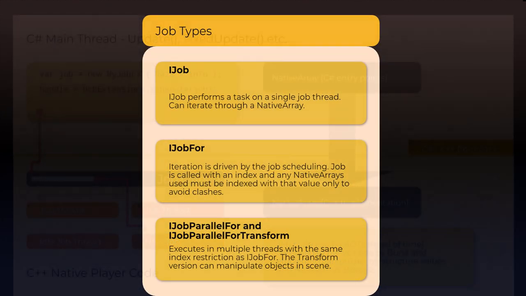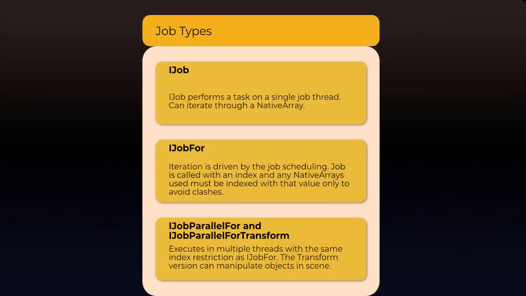So there are three general types of job, or you might say there are four if you want to make the distinction between the last two on the slide. But basically the IJob is something that will run on a single thread, and it runs to completion, and that's it. And its interface is very simple. It's just an execute method with no parameters. All the parameters that are required by that particular task need to be instance variables for the struct.